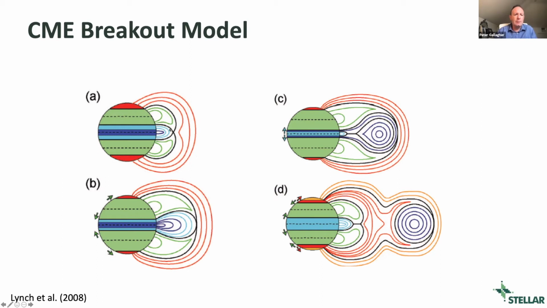You've got a quadrupolar magnetic field configuration, and then over time, this moves outwards. There's so-called breakout reconnection that happens on the top above it, and that opens up the coronal magnetic field, allowing this flux rope to escape. Then the field lines snap back down to produce a post-eruption arcade, and then the CME moves off into space.